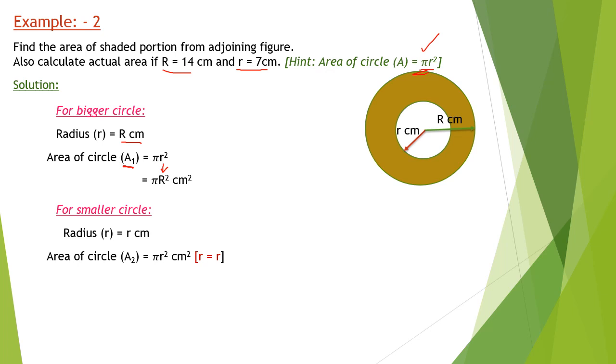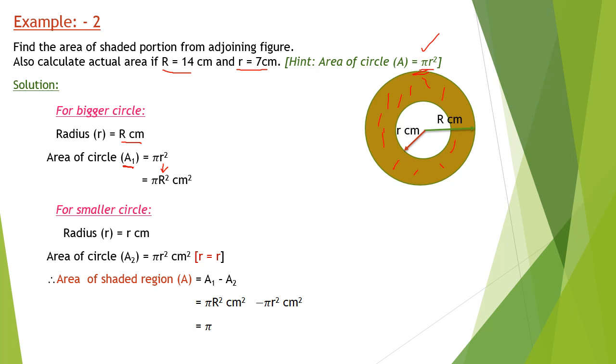So we can find the area of the saddle region as in the previous question. This part is the saddle region, and if we subtract the smaller circle from the bigger circle, we get this part. Now A1 minus A2: we replace the value of A1, that is pi R square cm square, minus pi r square cm square.